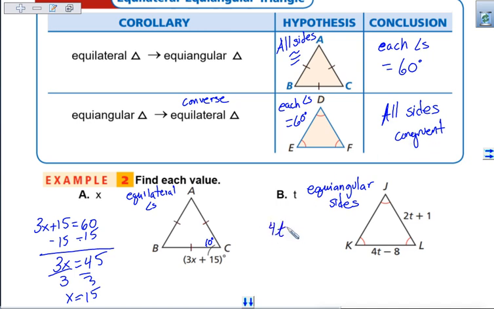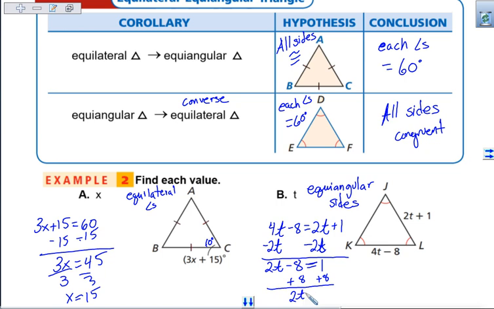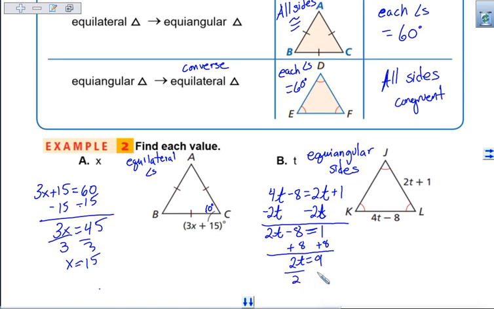So 4t minus 8 equals 2t plus 1. Subtract 2t from both sides. So we have 2t minus 8 equals 1. Add 8 to both sides. And 2t equals 9. Then we can divide by 2. So t equals 9/2.